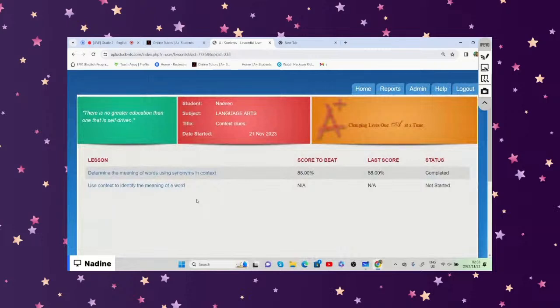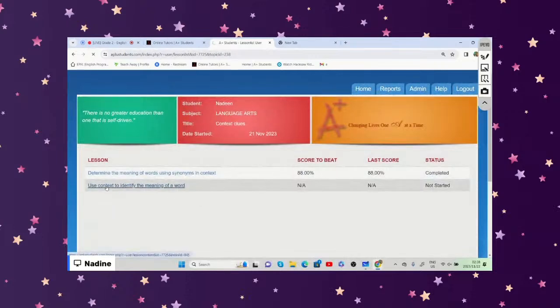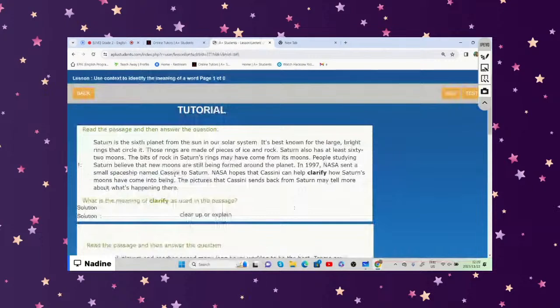Now we're going to use the context to identify the meaning of a word. It's like reading a passage in order for us to find the meaning of a word based on the context, based on a passage. And that is basically what our lesson is, context, identifying context words. So we're going to read the passage and then answer the question.